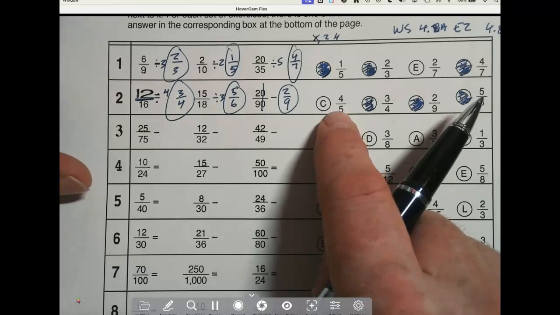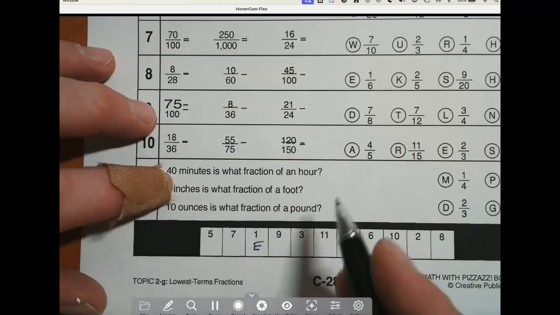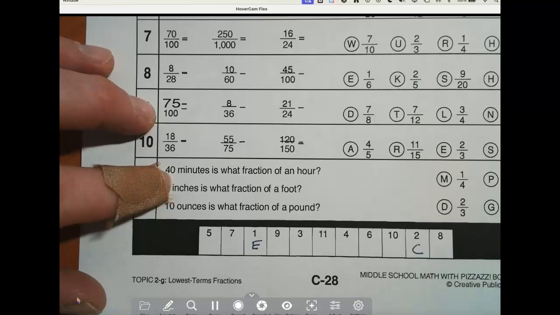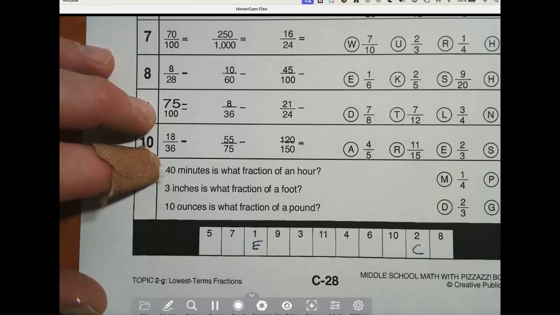So for number 2, I'm going to put in C. Number 2 down here, the letter C. And that will be the answer to some incredibly lame joke.